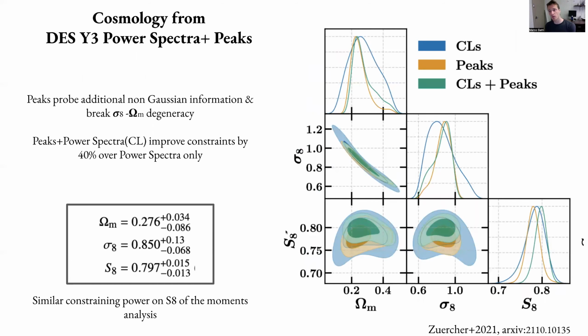These are the results from the other non-Gaussian analysis that we ran with the SCR3 data. This is from Dominic Zurcher. It's peaks, and in their case, they're combining with the power spectra. Results are qualitatively and quantitatively very similar to the moments analysis. Once you add the peaks, you improve constraints, and the constraining power is very similar to the moments analysis. But what I want to say is that this is a completely different pipeline. Moments is analytical predictions. This is based on n-body simulations. So very different pipelines, very different approaches, but very similar results.